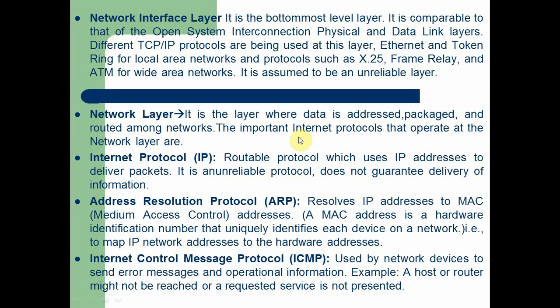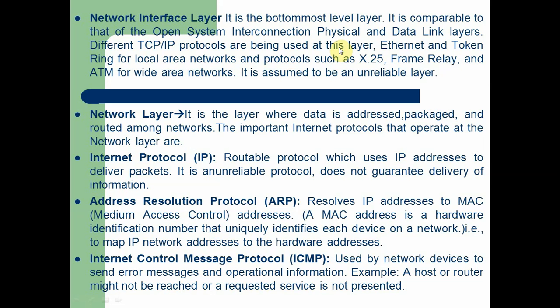The network interface layer is the bottommost layer. It is comparable to the physical and data link layers of the Open Systems Interconnection model. Different TCP/IP protocols are used at this layer: Ethernet and token ring for local area networks, and protocols such as X.25, frame relay and ATM for wide area networks. It is assumed to be an unreliable layer.